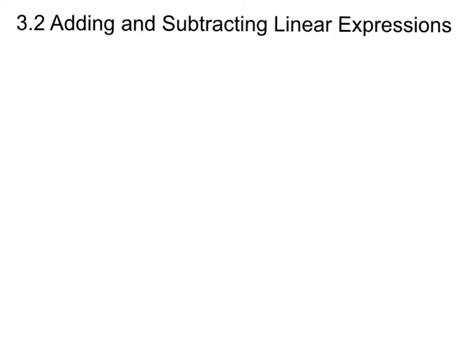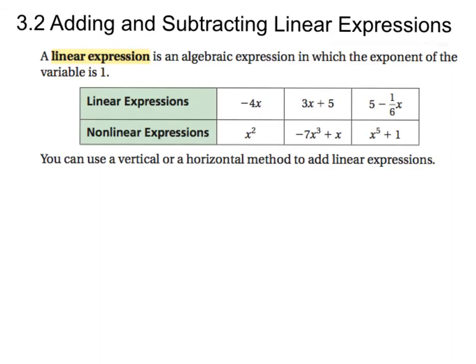So let's go over first what a linear expression is. A linear expression is an algebraic expression in which the exponent of the variable is 1. In our little chart here, you will see that the linear expressions would be negative 4x, 3x plus 5, and 5 minus 1/6 x. Notice here that our nonlinear expressions are as follows, and it gives 3 examples.